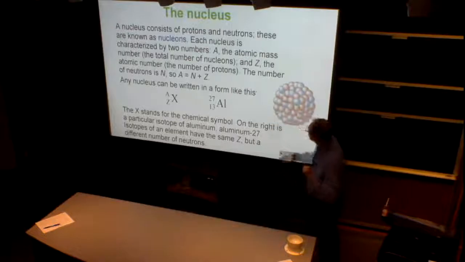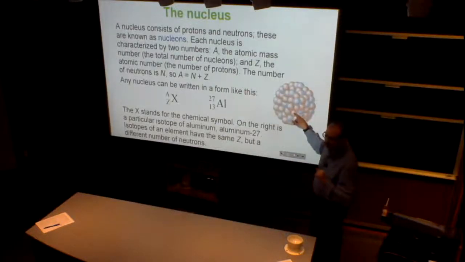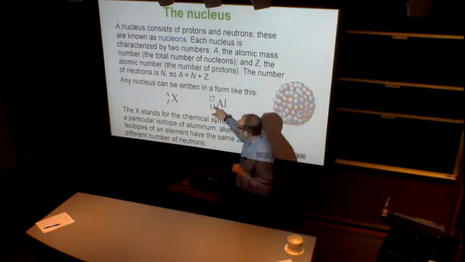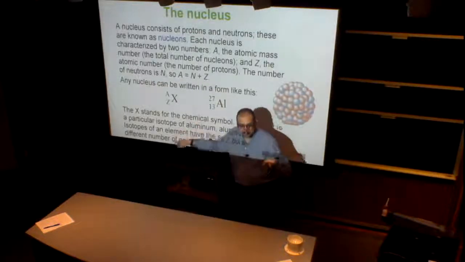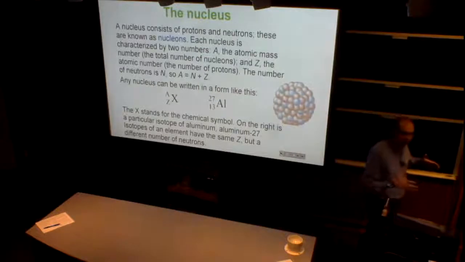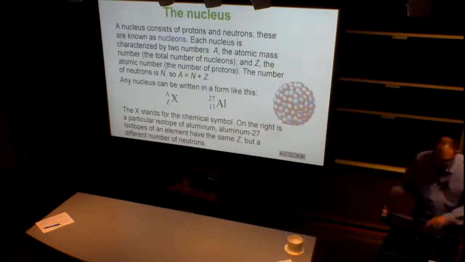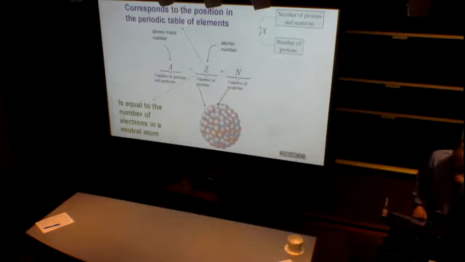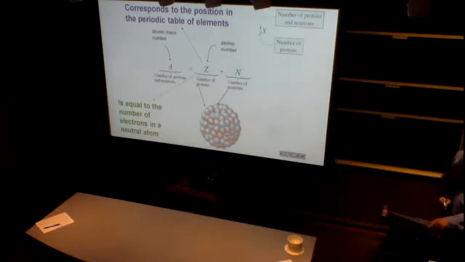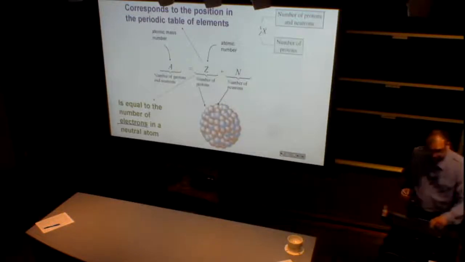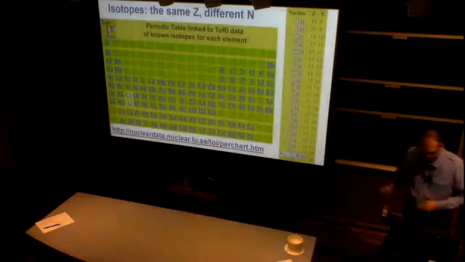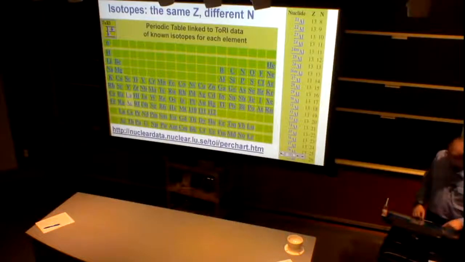But if we count protons and neutrons together, that gives the so-called atomic mass number. So this is the number of protons. This is the number of protons and neutrons. Protons and neutrons together are called nucleons. So A represents the number of nucleons. And again, don't forget that for a neutral atom, the number of electrons is equal to the number of protons, because the charge has to be equal to zero. And if you look in the periodic table, you can figure out properties of a nucleus.